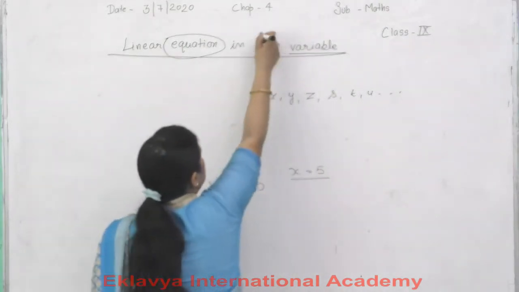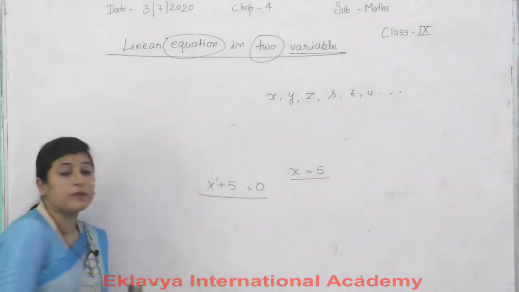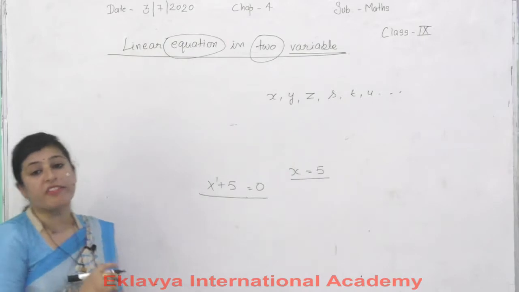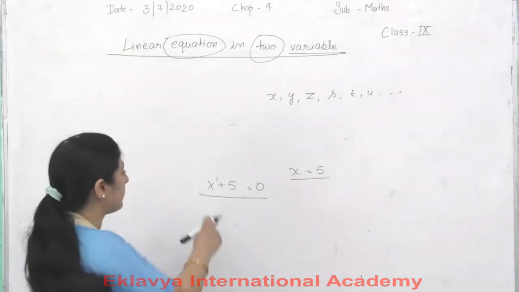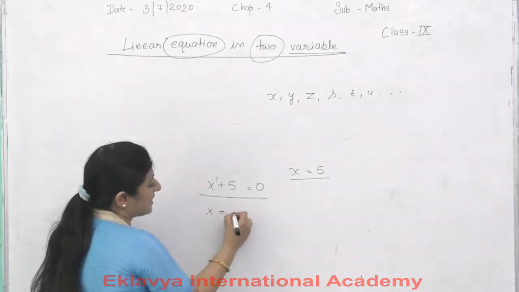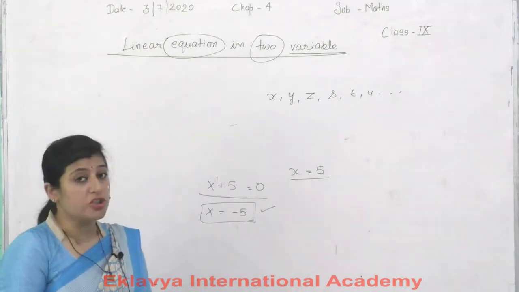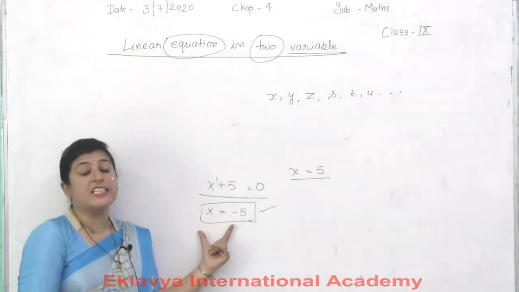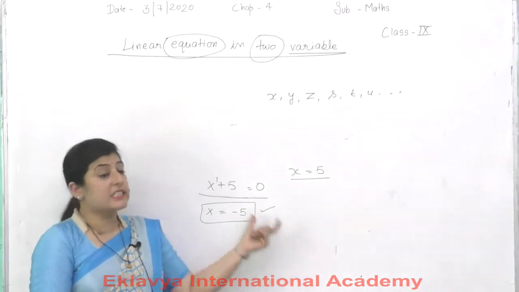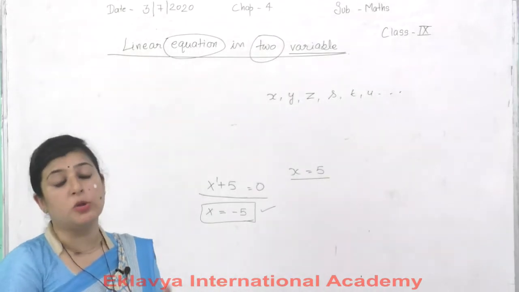Now see, this is a linear equation in two variables. But if we discuss x plus 5 is equal to 0, then it is a linear equation in one variable. Only one variable is here. If we write x is equal to minus 5, there is only one solution. The x value we can't change according to this equation. X is equal to only minus 5. It means a linear equation in one variable has only one solution.